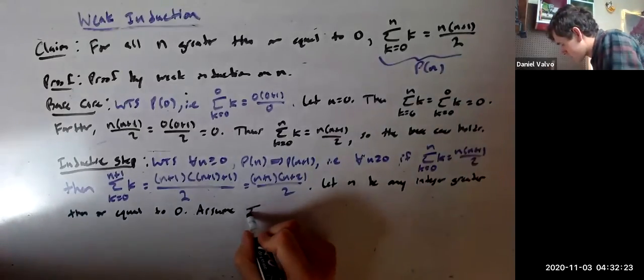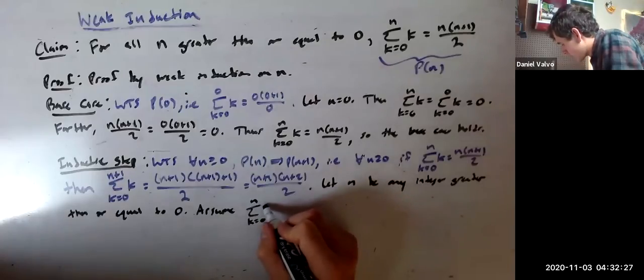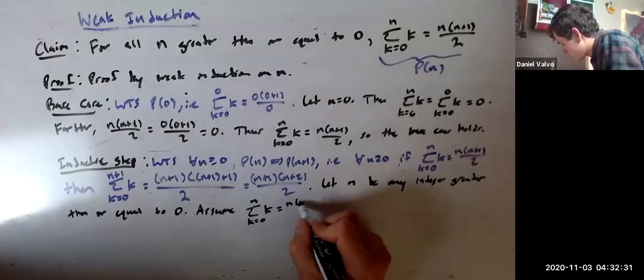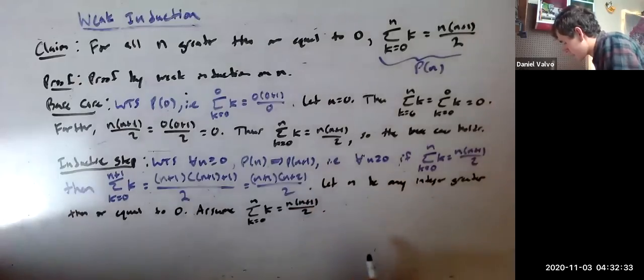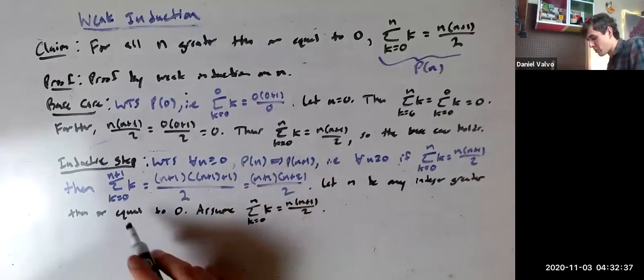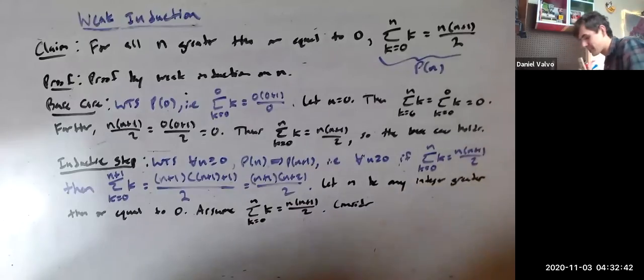So assume the sum from k equals 0 to n of k equals n times n plus 1 over 2. Under this assumption, we want to show that P of n plus 1 will hold. So I'll just say, consider the next sum.